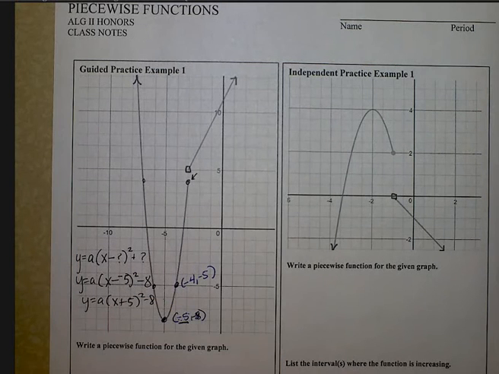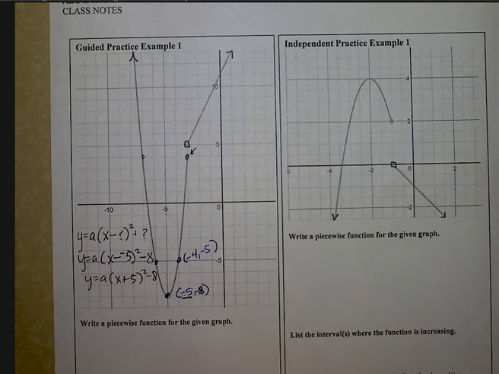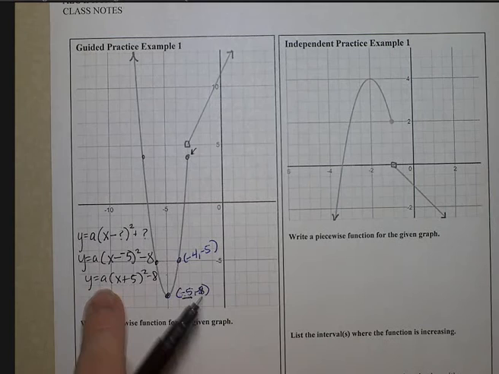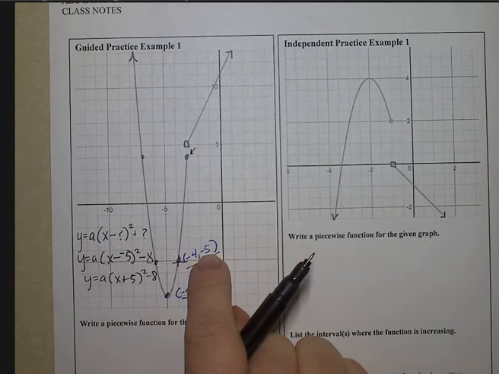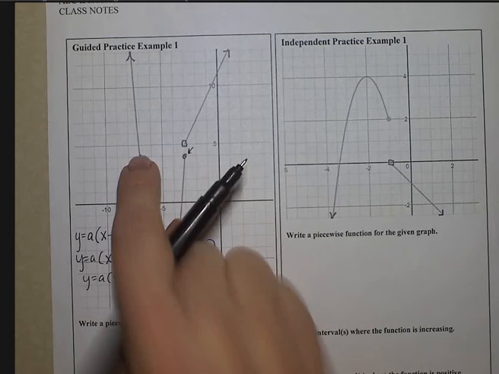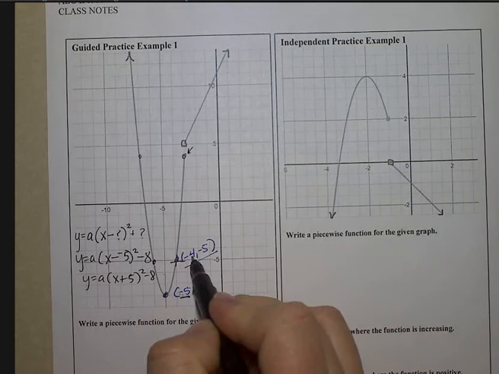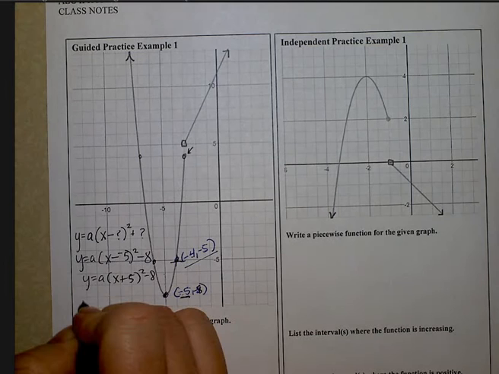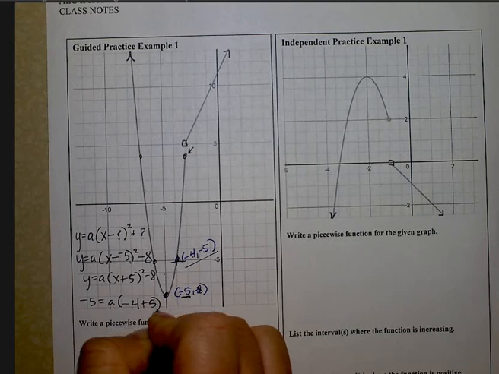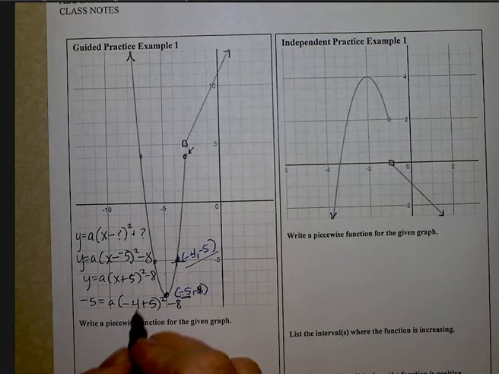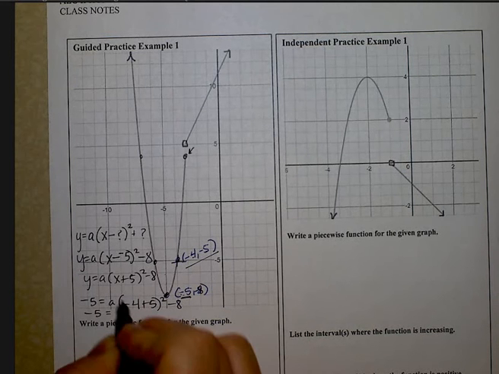And now I need to figure out what is the a value. And I can determine the a value by choosing one other good intersection point. In this case, I'm going to use -4, -5, but I have other points I could have used. This will be substituted in for x and -5 in for y. And now I'm going to solve for a. I didn't leave myself enough room.